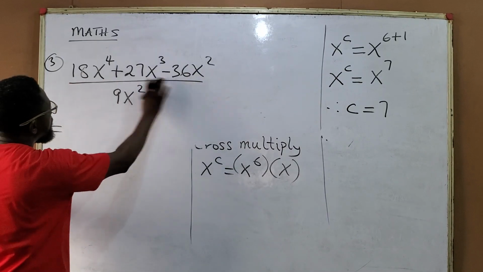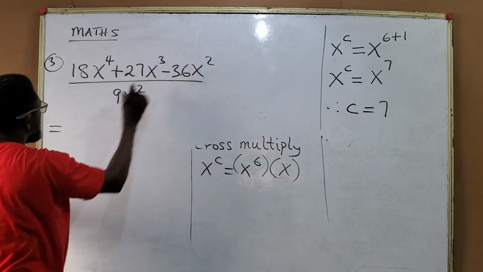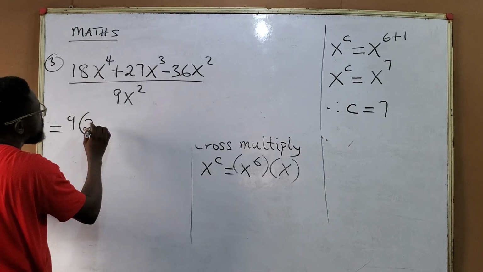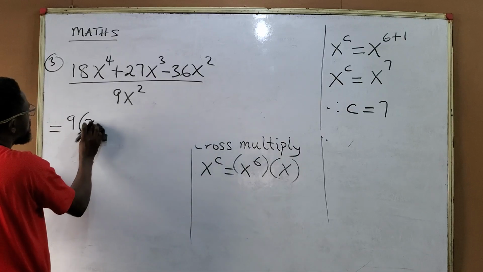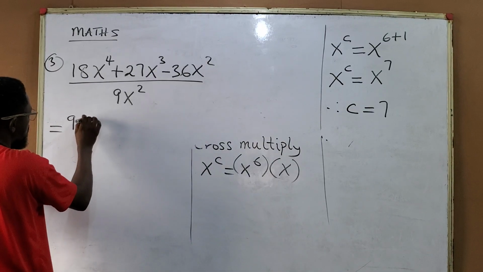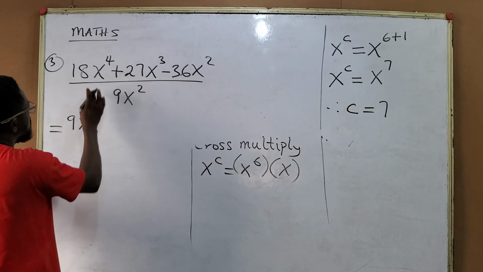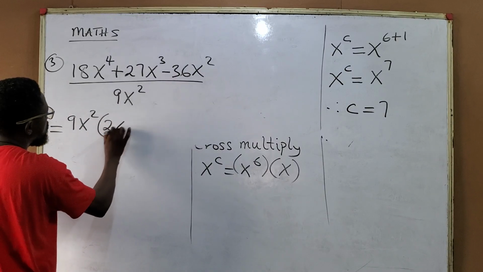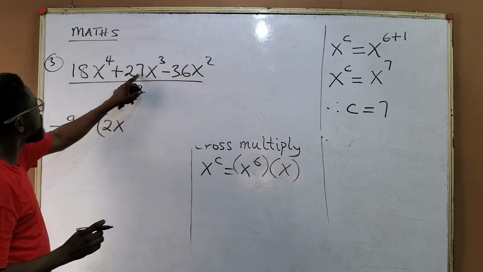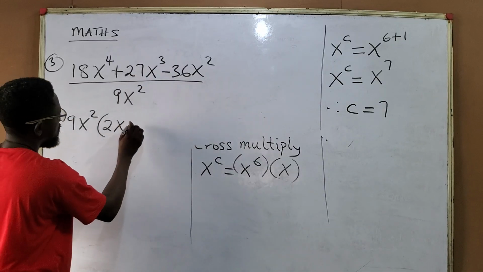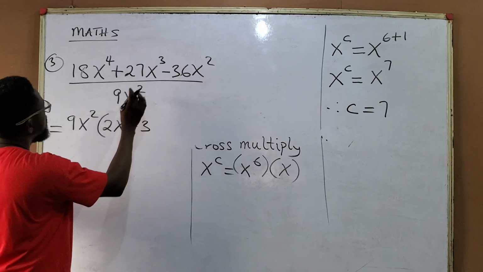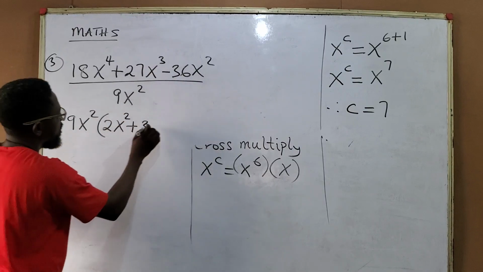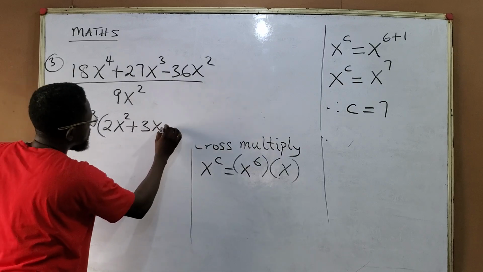Look for a common factor here. The common factor is 9. Bring out 9 as a common factor. 18 divided by 9 is 2. Actually, it's not 9, it's 9x squared. So 18x to the power 4 divided by 9x squared is 2x squared. 27 divided by 9 is 3. Then x cubed divided by x squared will give us x. So we have minus.